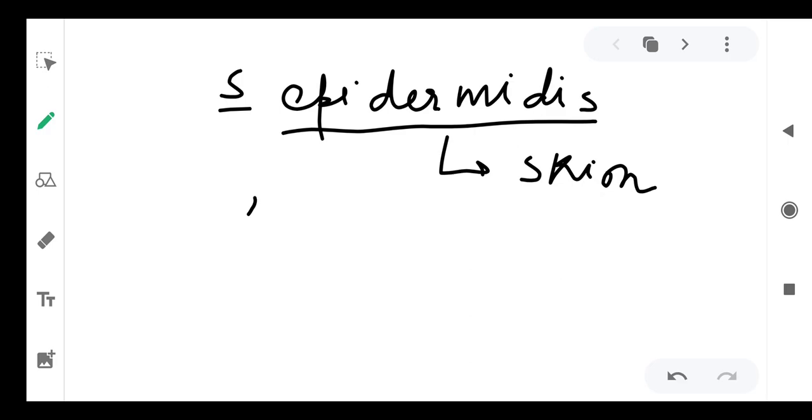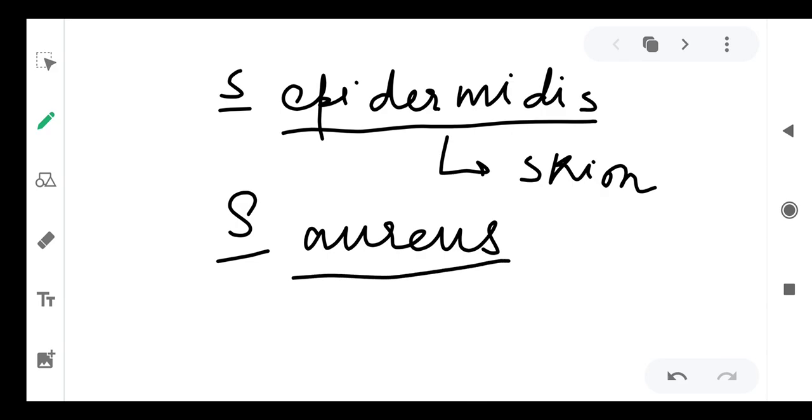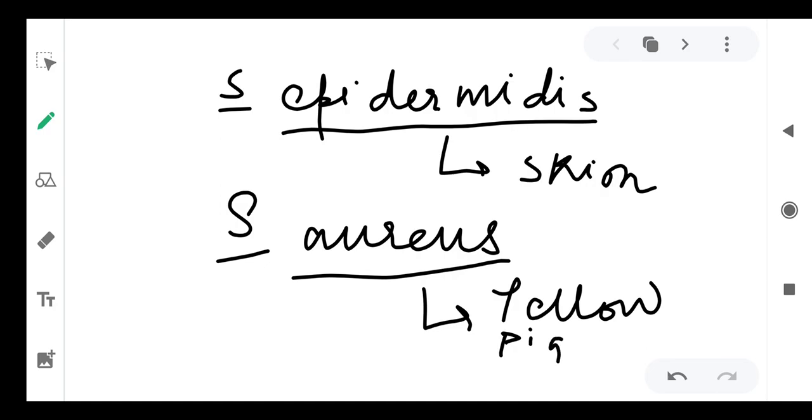Whereas Staphylococcus aureus is basically a yellow pigmented species, so it will give you an overall yellow pigment, right? And it is associated with various human diseases.